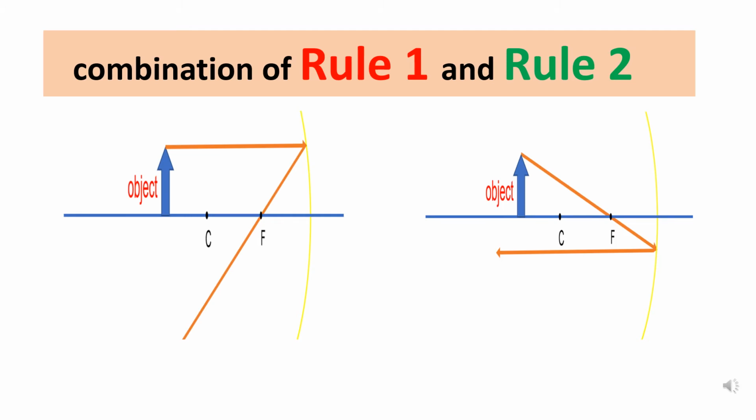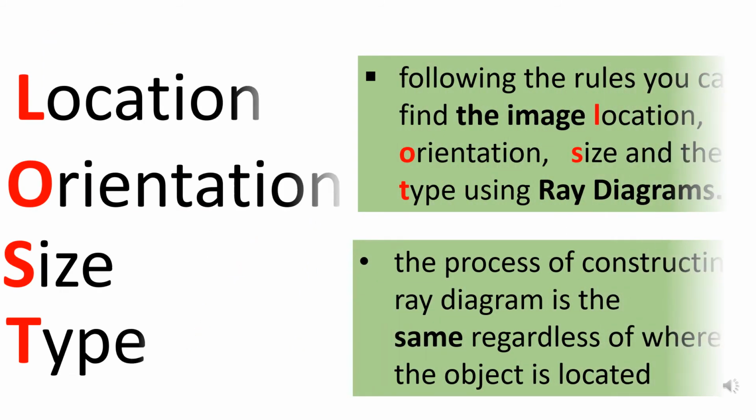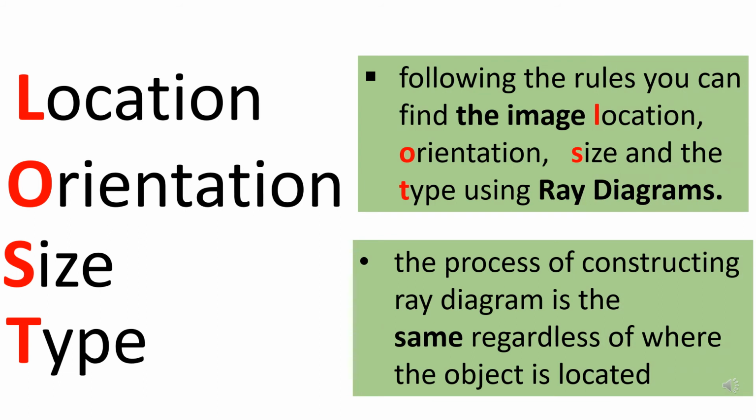For these rules, you just need two of the given ray rules, such as a combination of rule 1 and rule 2, or a combination of rule 1 and rule 3. Following the rules, you can find the image location. For the orientation, it could be either upright or inverted. For the size, it could be larger, smaller, or the same size as the object. And for the type of image, it could be a real image or a virtual image. It should also be noted that the process of constructing a ray diagram is the same regardless of where the object is located.